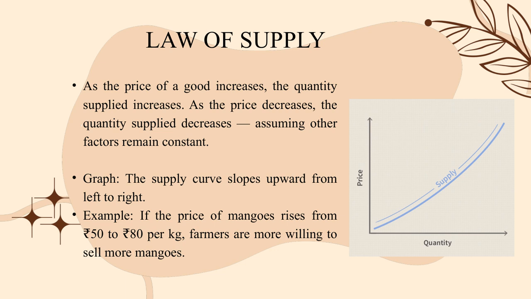This relationship is what we call the law of supply. It captures a fundamental economic principle. As the price of a good increases, the quantity supplied tends to increase as well, and vice versa. This concept helps us understand how markets respond to price changes and how supply behavior drives market dynamics.